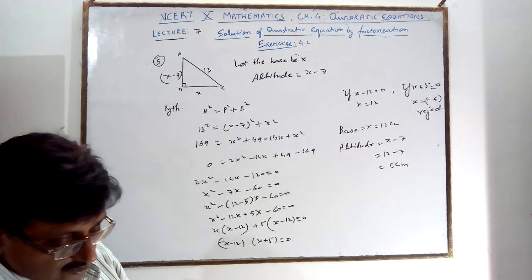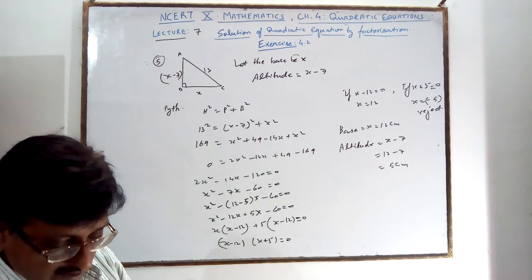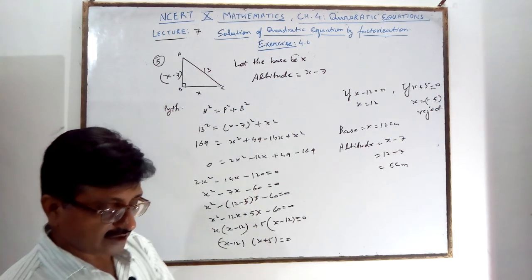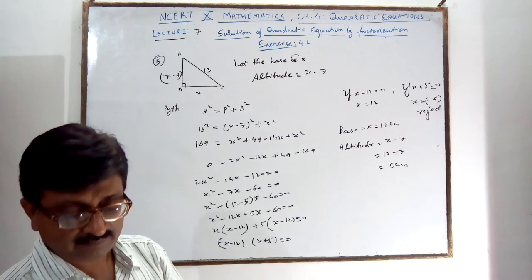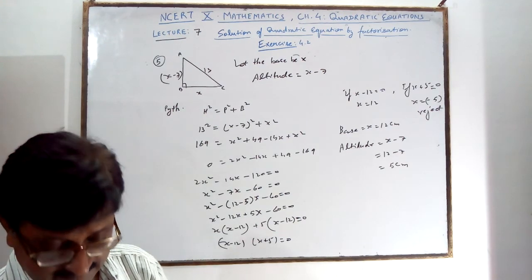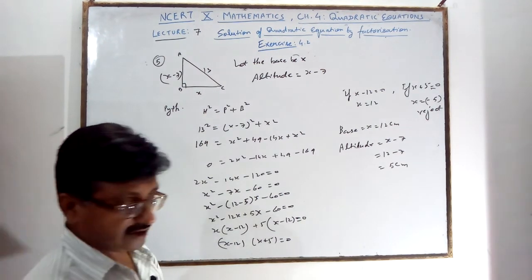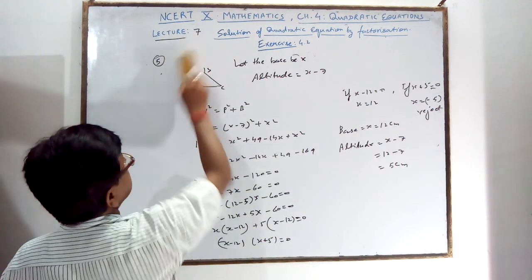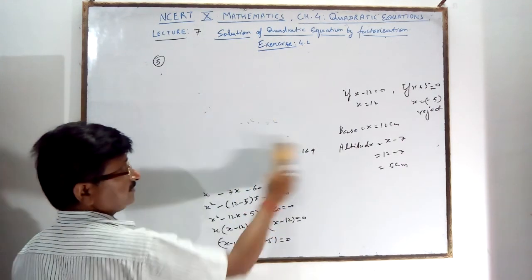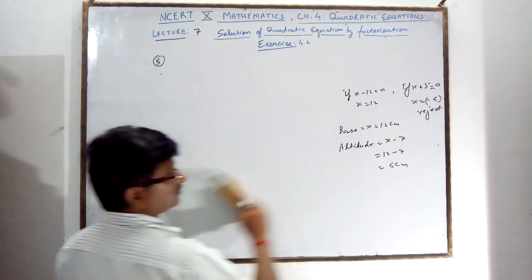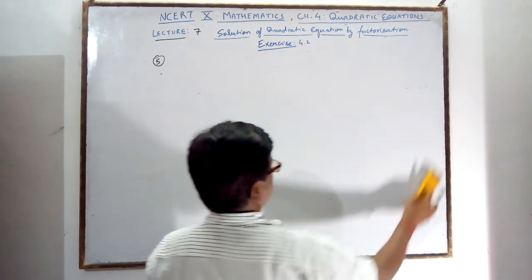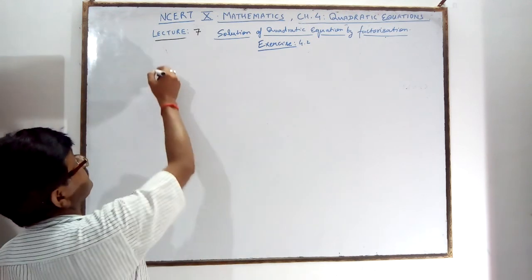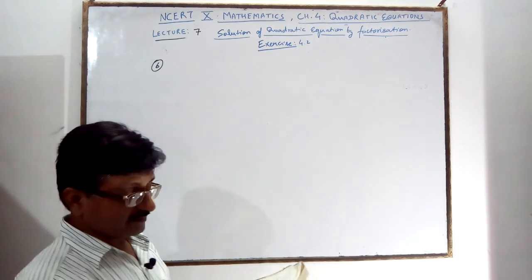Now the next question is given. Question number 6. A cottage industry produces a certain number of poultry articles. Figure is not necessary in this, but if you want, you can draw. Because it is quadratic, how will you frame it? It is a very important part. Question number 6, the last question of this exercise.